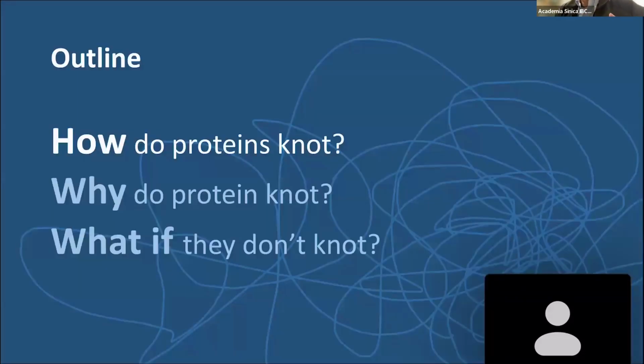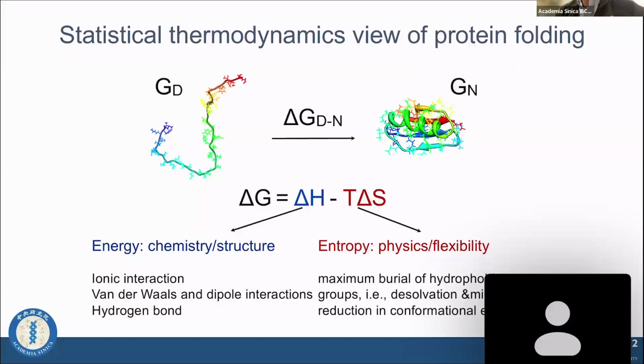So in the last 20 minutes or so, I will give you an overview of how we use experimental strategies to probe protein knotting and folding, and ask the question of why they knot and what if they don't knot. So we talk about the free energy concept of protein folding, and free energy has two terms. One is enthalpy, the other is entropy. So we can broadly define the enthalpic terms as those that are defined by the structure, and then entropy should correspond to the dynamics or the flexibility of the system.